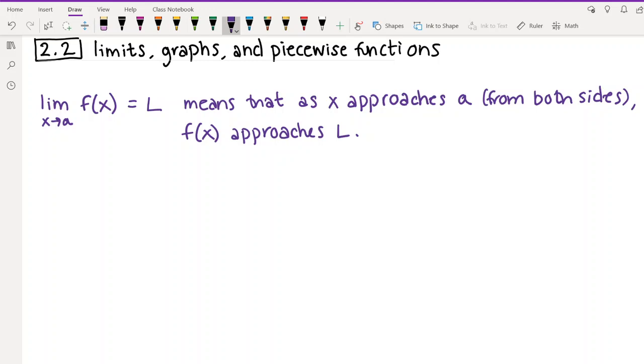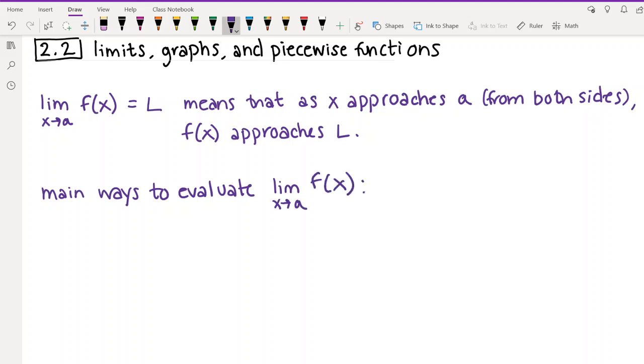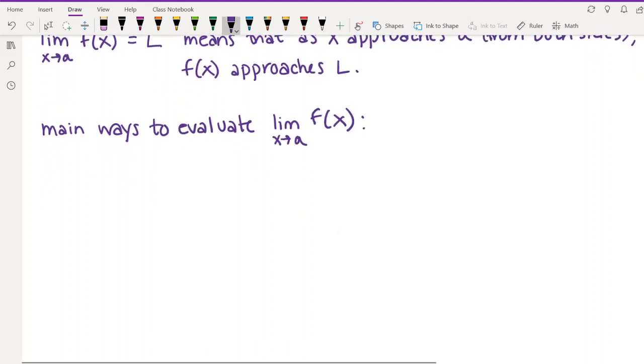So we'll see basically three main ways to evaluate limits in this class, and I want to write those down. So the main ways to evaluate the limit as x approaches a of a function. The first way is what we talked about in yesterday's video, right? We talked about plugging numbers in. So the way I'm going to summarize that is we plugged in numbers closer and closer.